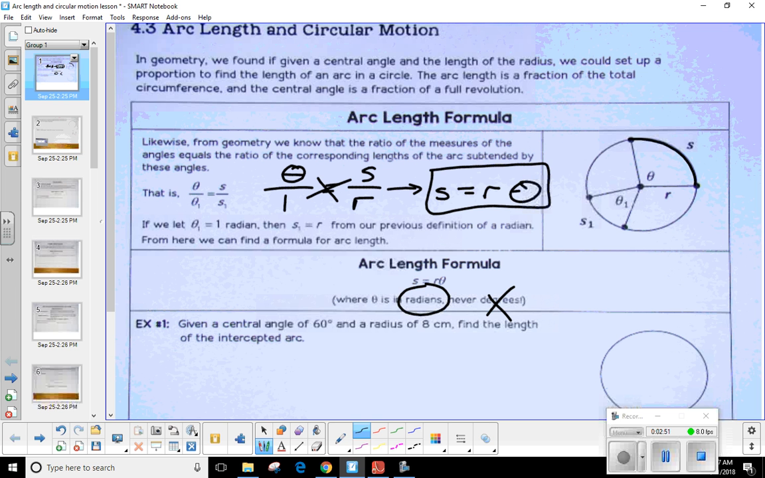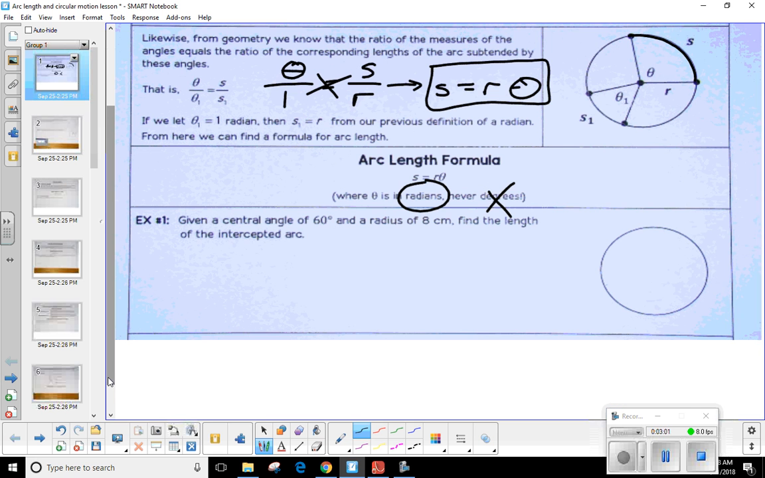So we're not talking about the mode of the calculator. As long as your angle is in radians, you are good to go. And I'm going to show you some in just a second here. In fact, let's go ahead and get right into it. Given a central angle of 60 degrees and a radius of 8 centimeters, find the length of the intercepted arc.